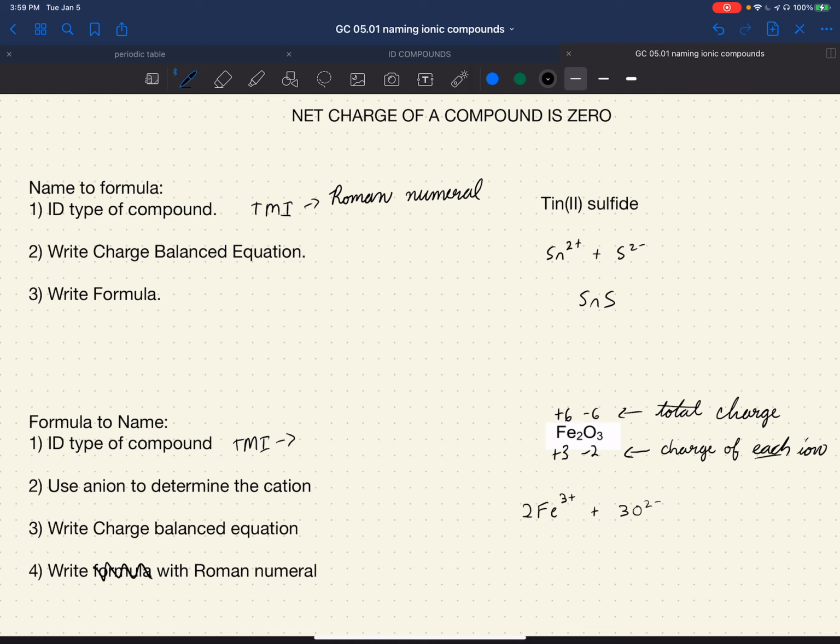Write out the name with a Roman numeral. So this is iron, and we need our Roman numeral. And the Roman numeral, remember, represents the charge of the ion. So iron 3 oxide. Oh, hey, iron 3 oxide. Okay, and there we go.